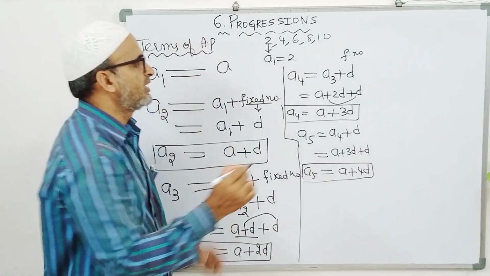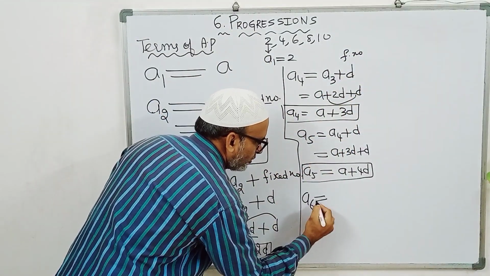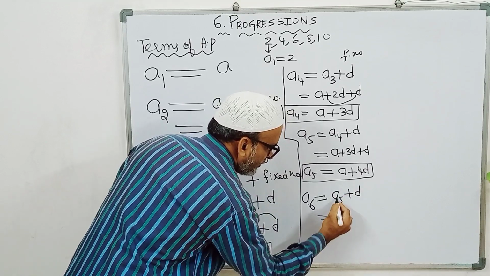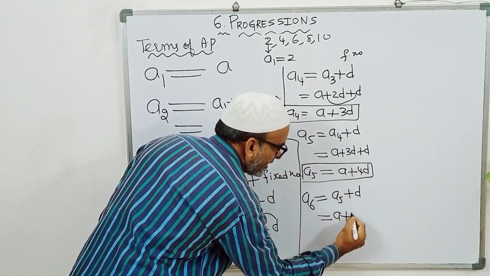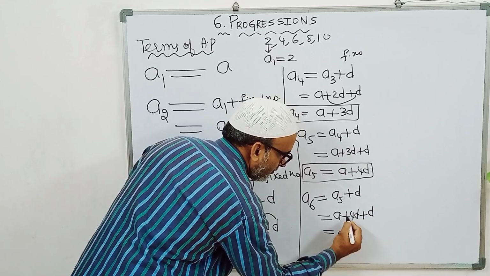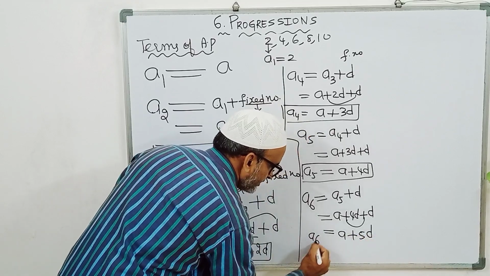Now you see one thing important here. Like that A6. A6 is equal to its previous term A5 plus D. A5 is A plus 4D, plus 1D is equal to A plus 5D. This is A6.